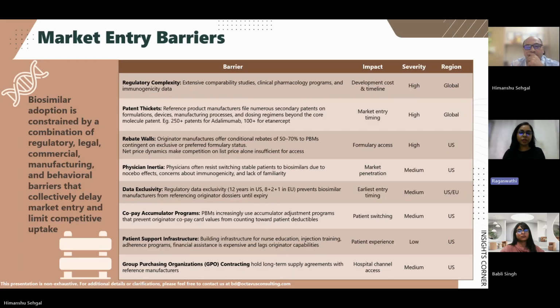Again, patient support infrastructure, although it has a lesser impact, compared to generics it is a huge barrier because they will need to have that infrastructure for maintenance and patient dispensing. Group purchasing organizations, particularly seen in hospital channels, where replacing a biologic with a biosimilar, or replacing one biosimilar with another, cannot be bridged so easily because of the huge discounts they are giving. So this is all I wanted to discuss about market entry barriers, a combination of regulatory, legal, commercial, and behavioral barriers.